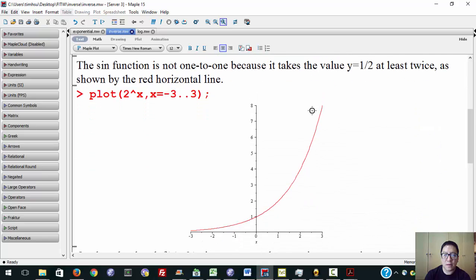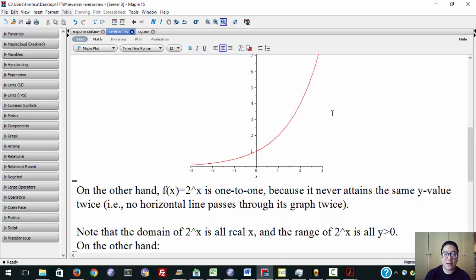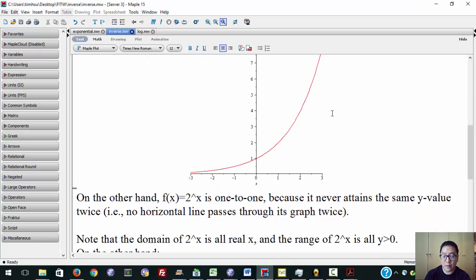On the other hand, it can be shown that the function f of x equals 2 to the x is one-to-one because it never attains the same y value twice. So whatever kind of horizontal line you have here, it'll only ever pass through the graph once. Now that's not obvious from what we talked about so far, but it is true. For the future, let me recall that the domain of 2 to the x is all real values of x, and the range of 2 to the x is all y greater than 0.